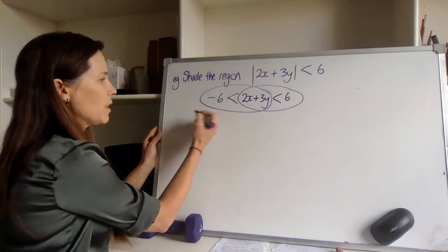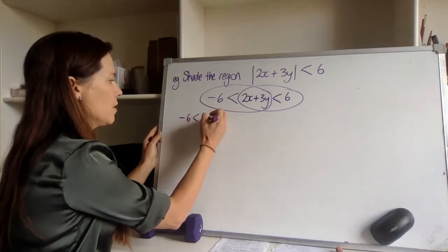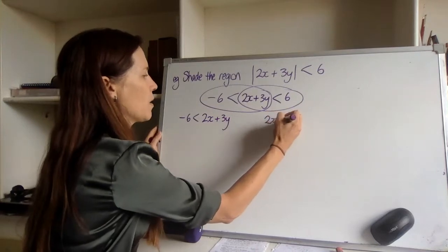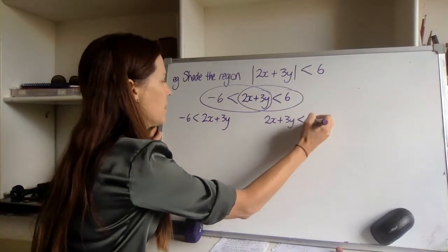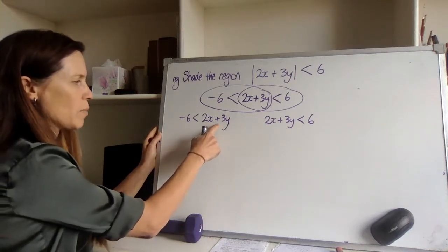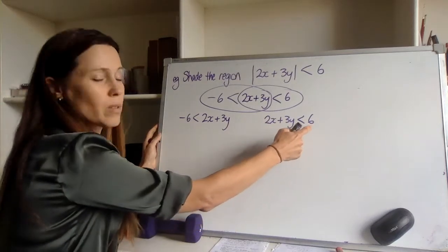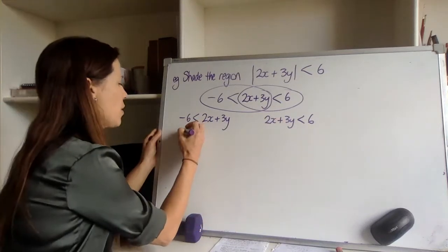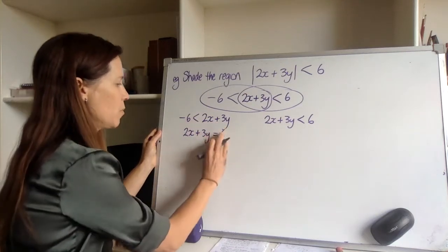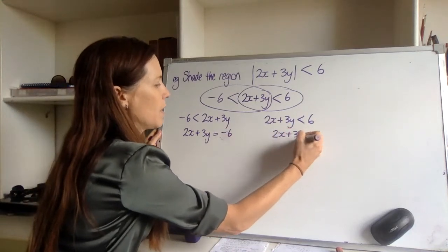So if I write them separately, negative 6 is less than 2x plus 3y, and 2x plus 3y is less than 6, we can see that effectively what we want to graph here is 2x plus 3y equals negative 6, and 2x plus 3y equals 6. Okay, let's write both of those out. 2x plus 3y equals negative 6 is one of our lines. Whoops, negative 6 I meant. And this one, 2x plus 3y equals 6.